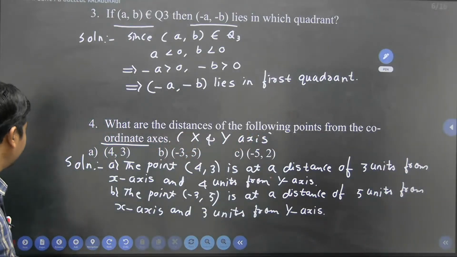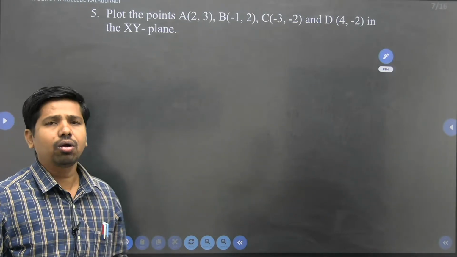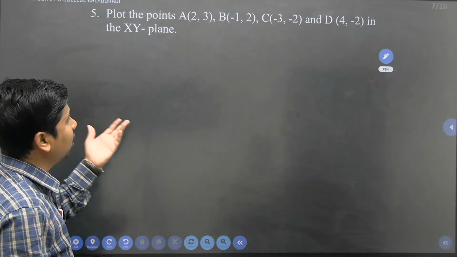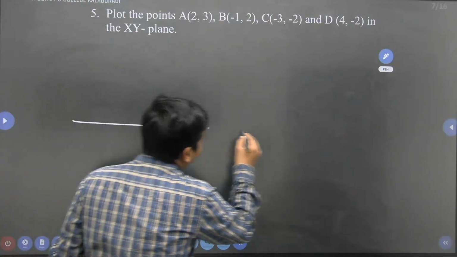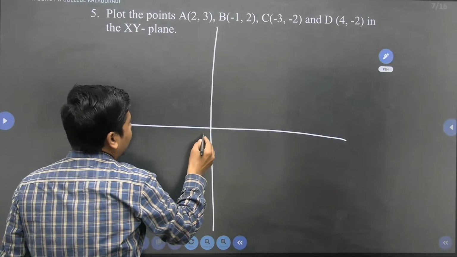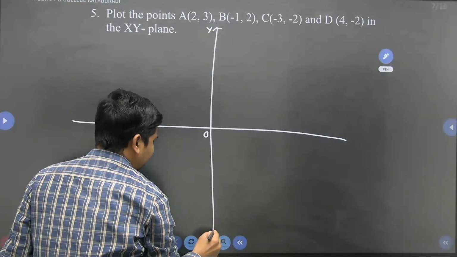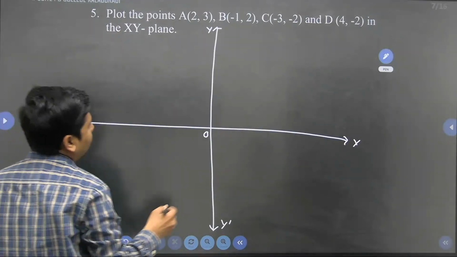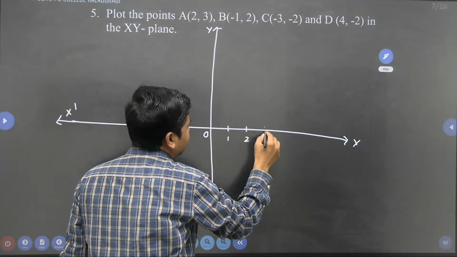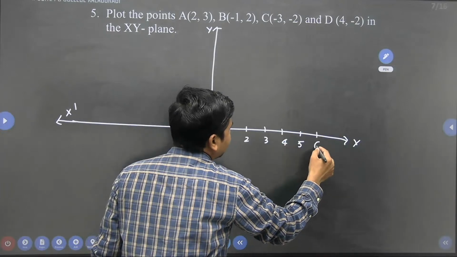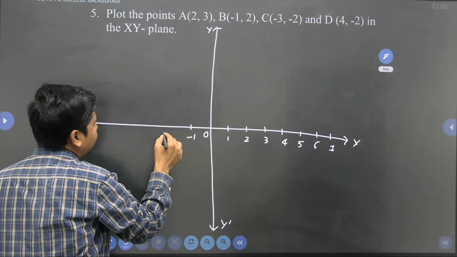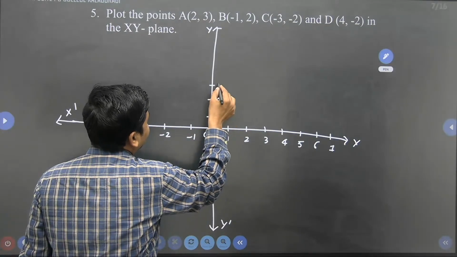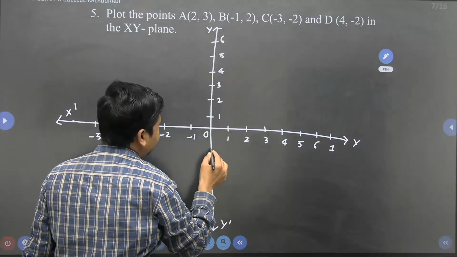Let us go for the next question. Simple. I already told you how to plot points in the xy plane or coordinate plane. Plot the points A, B, C, and D in the xy plane. That is, two perpendicular lines intersect each other, that is the xy plane, or two-dimensional plane, or coordinate plane. YOY', XOX'. Origin, right? These are positive values of x, 1 2 3 4 5 6 7, negative -1 -2 -3 -4 -5, and positive 1 2 3 4 5 6.